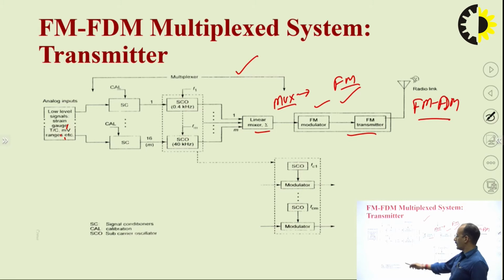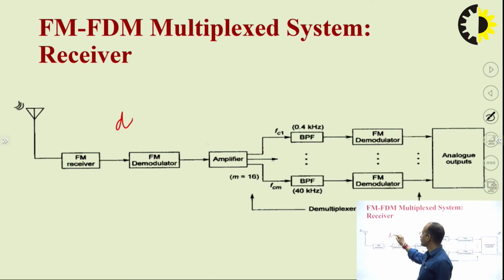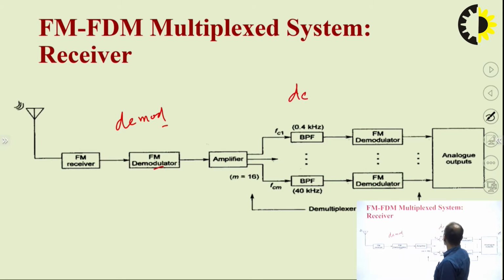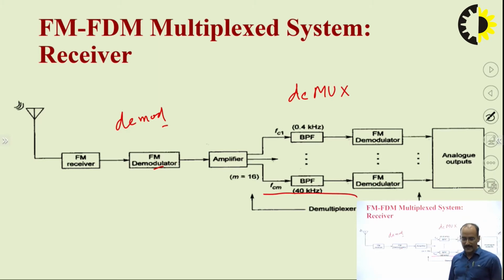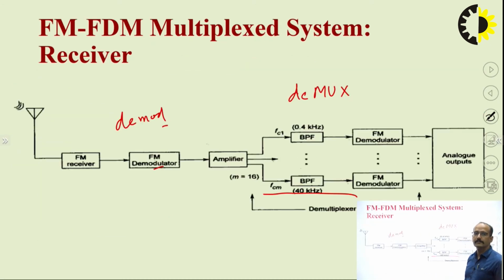Here SC stands for the signal conditioners, calibration, and SCO for the subcarrier oscillator. So, this is the complete FM-FDM multiplex system. Similarly, this is the receiver part. In the receiver, you first perform the demodulation using the FM demodulator, then the demultiplexing. This is the demultiplexing part, same as per this diagram. You can see that these are the band pass filters, demodulators and analog output.